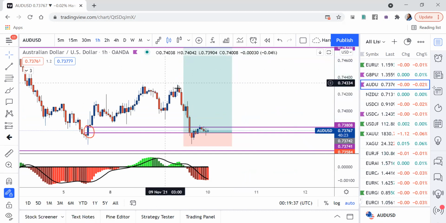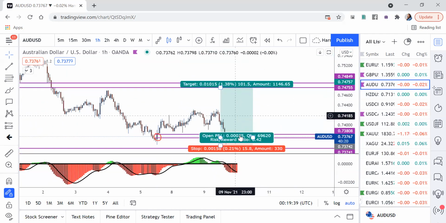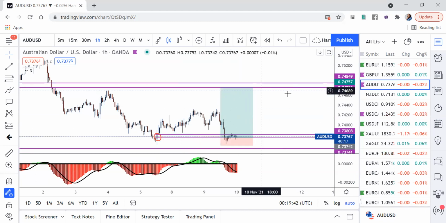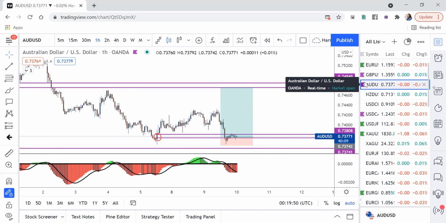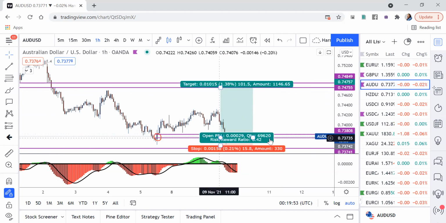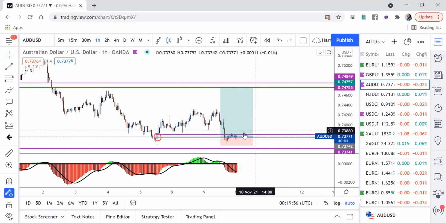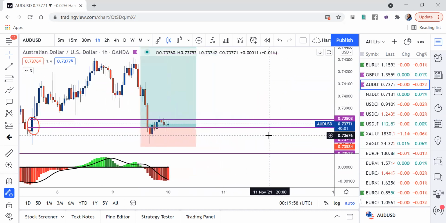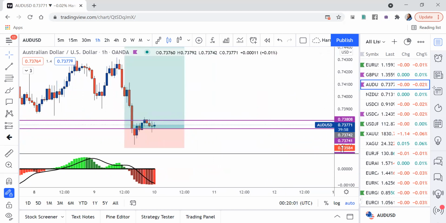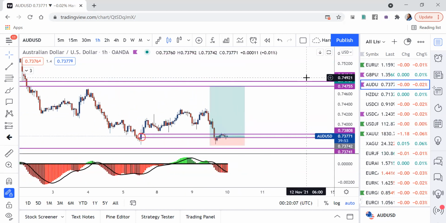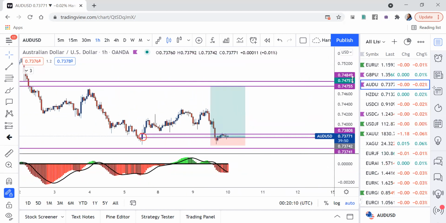So definitely will be holding this setup to around this zone here, which is the imbalance zone. So 0.74757. If you're not in AUD USD, you could look to get in still because it's around my entry. Stop loss is 0.73584. TP is 0.74757, right?